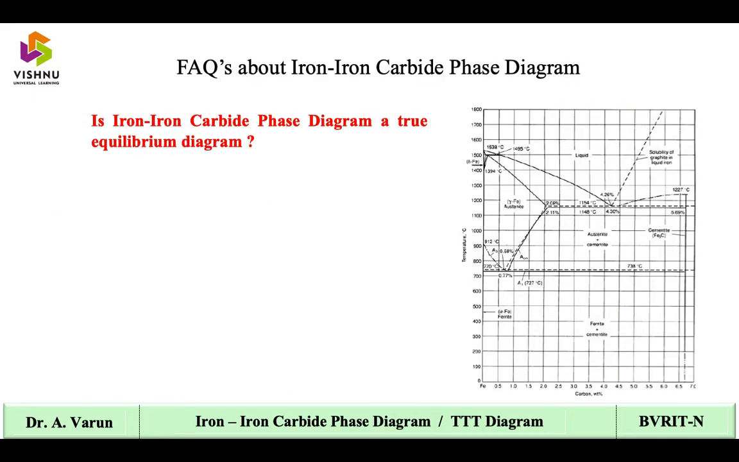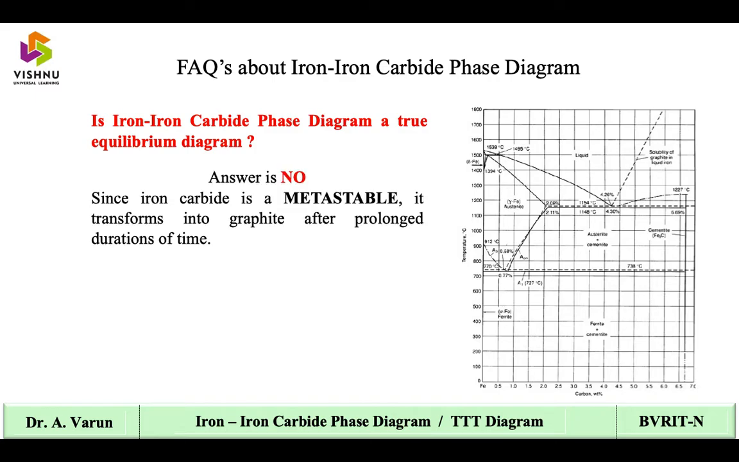So the first question is: is the iron carbide diagram a true equilibrium diagram? What do you think? It is the reason why we have just said phase diagram, not the equilibrium phase diagram. So the answer is no. The reason behind it is that iron carbide is metastable, and it transforms into graphite after a prolonged duration of time. As you can see in these dashed lines, it shows the transformation into graphite, instead of forming cementite, graphite.